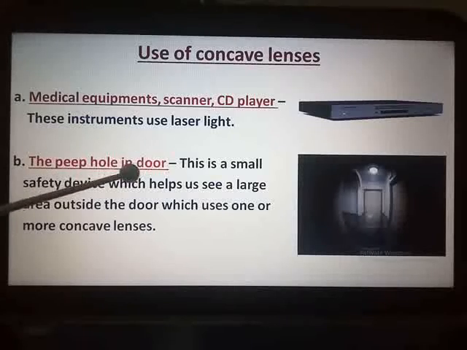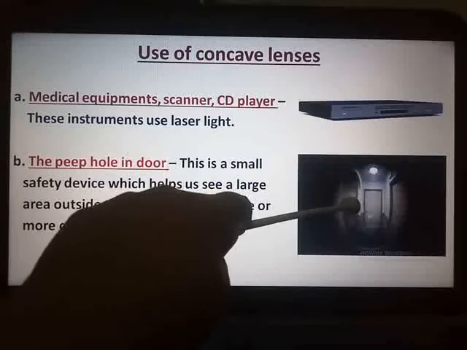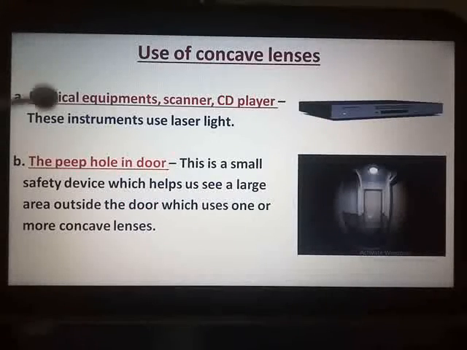Another application in our day-to-day life is a small safety device, the peephole in the door, which all the people who stay in a building have. This is a small safety device which helps us to see a large area outside the door, and it makes use of one or more concave lenses.